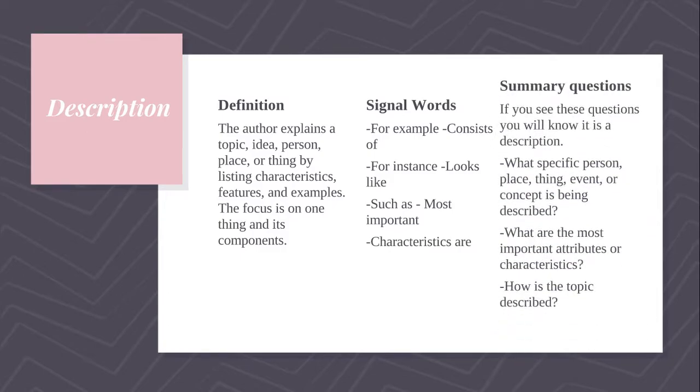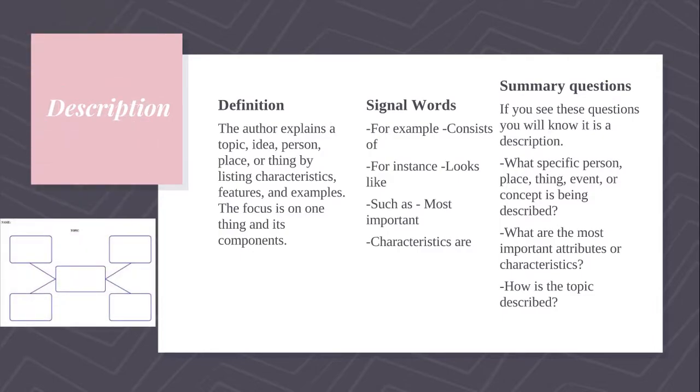Some summary questions are, what specific person, place, thing, event, or concept is being described? What are the most important attributes or characteristics? How does the topic be described? If you see these questions, you'll know it's a description. A concept map is used for descriptions.